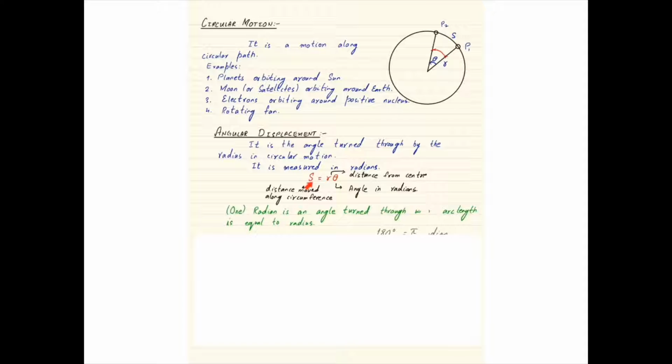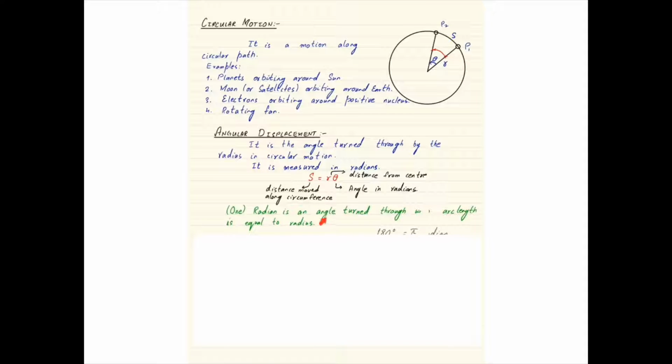We relate the distance moved by the particle s, the distance of the particle from the axis of rotation r, and the angular displacement theta by the formula s = r theta. To define radian, we use the same formula, s = r theta. If the distance moved along the circumference, that is s, becomes equal to r, then s and r cancel out and the angular displacement is equal to 1 radian.